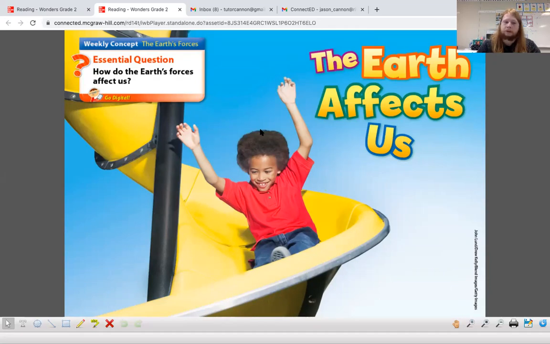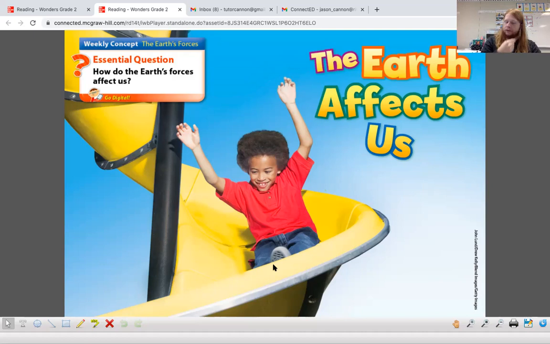So what I want you to do is look at the picture. How do Earth's forces affect us? Well, let's go ahead and look at this student who is going down this slide. What forces are affecting him? Now, you haven't had any formal learning on this, at least that I know of, so we'll talk about it. Think about gravity. Gravity is a force on Earth, and this student is going down the slide because of gravity. It's like if you jump up in the air, you're always going to come down.